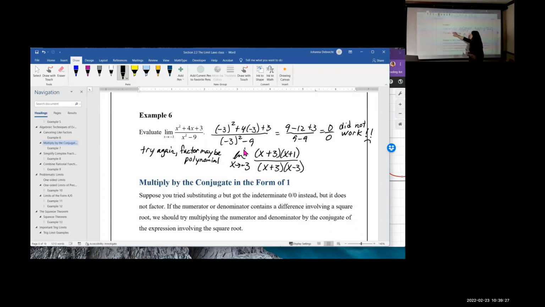X is approaching -3, and when I plug that into x plus 3, it causes each one of these to become 0. That's where my 0 over 0 came from. But I have the same factor in the numerator as in the denominator. So even though the function's not defined, the limit may be. So I'm going to cancel this factor, and then I'm going to plug it in again. So now I get -3 plus 1 over -3 minus 3, which is -2 over -6, which is a positive 1/3.